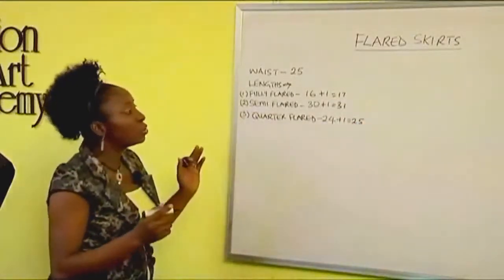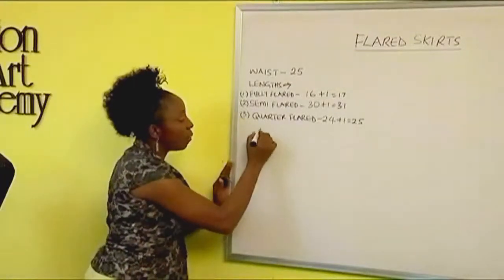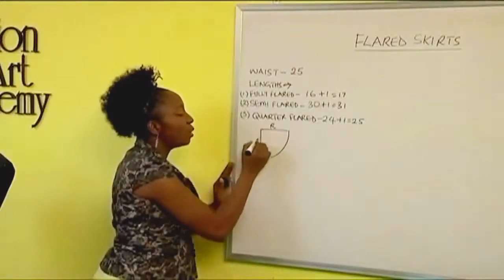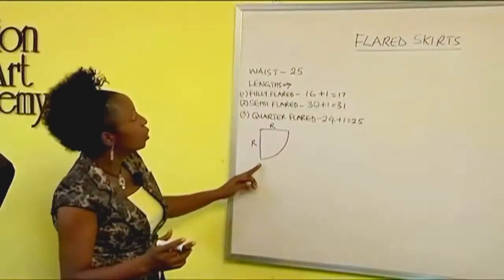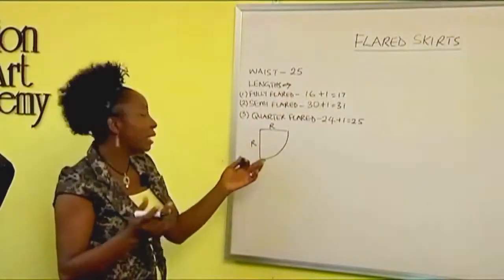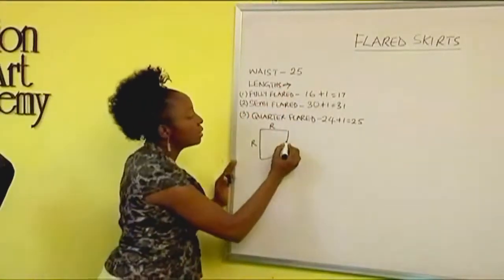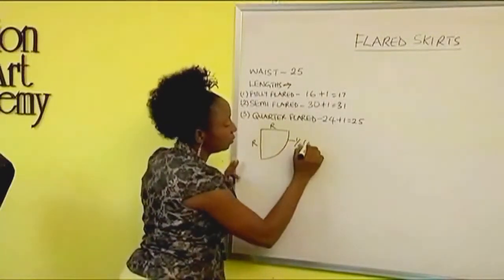Like I told you, we want to work out our arc pattern. We're trying to determine what the radius is. We don't know that, but what we surely know is our waist. That means we know a quarter of that waist. This gives me 1/4 of the circumference.